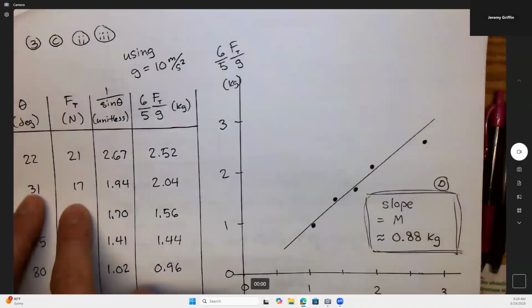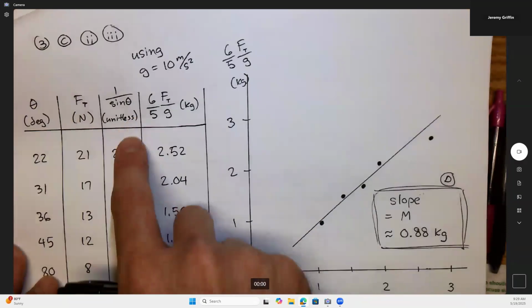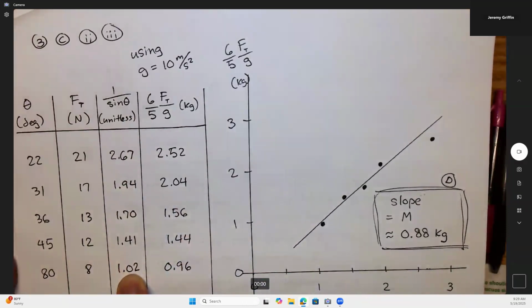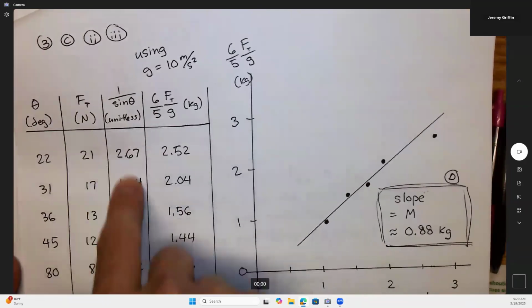So here's what they gave you. They gave you these first 2 columns. I said, well, 1 over sine theta. I went ahead and plugged that in my calculator. Hopefully your calculator was in degrees and not radians. Otherwise, it wouldn't have made any sense. So make sure your calculator was in degrees.